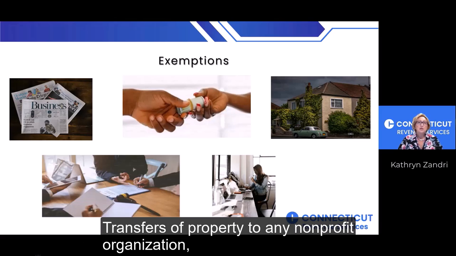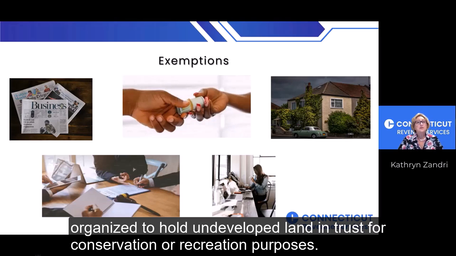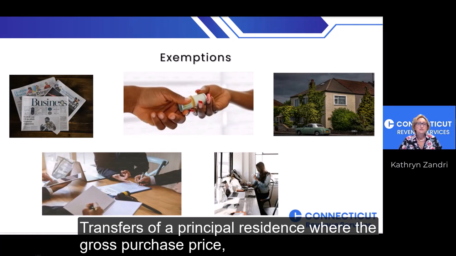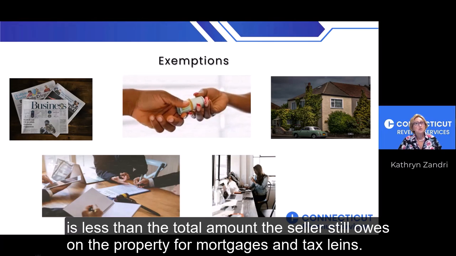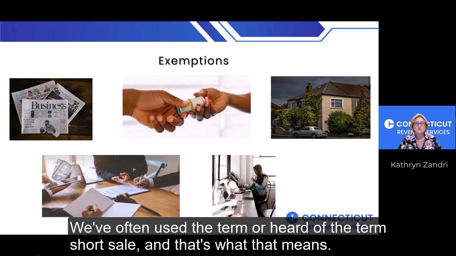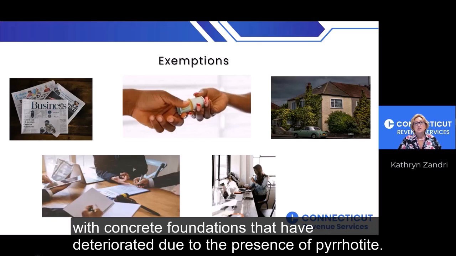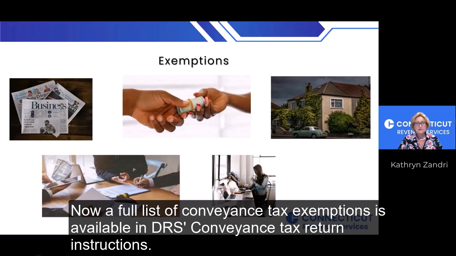transfers of property to any nonprofit organization organized to hold undeveloped land in trust for conservation or recreation purposes, deeds made pursuant to corporate mergers, transfers of a principal residence where the gross purchase price is less than the total amount the seller still owes on the property for mortgages and tax liens. We've often used the term or heard of the term short sale, and that's what that means. And last but not least, transfers of certain principal residences with concrete foundations that have deteriorated due to the presence of pyrrhotite. Now, a full list of conveyance tax exemptions is available in DRS's conveyance tax return instructions.